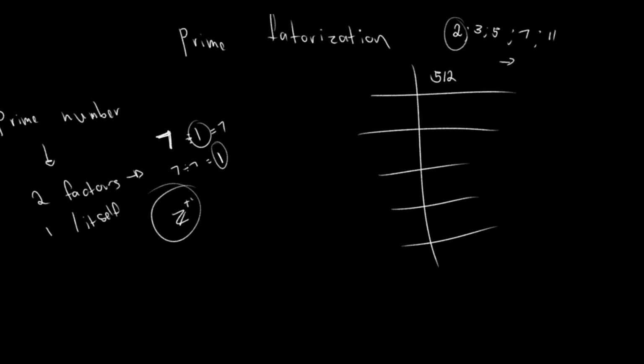If 2 cannot divide into it, we look at 3. If 3 cannot divide into it, we look at 5. If 5 cannot, we look at 7. If 7 cannot, we look at 11, etc. So first things first, we're going to start with 2. Well, 2 can divide into 512.